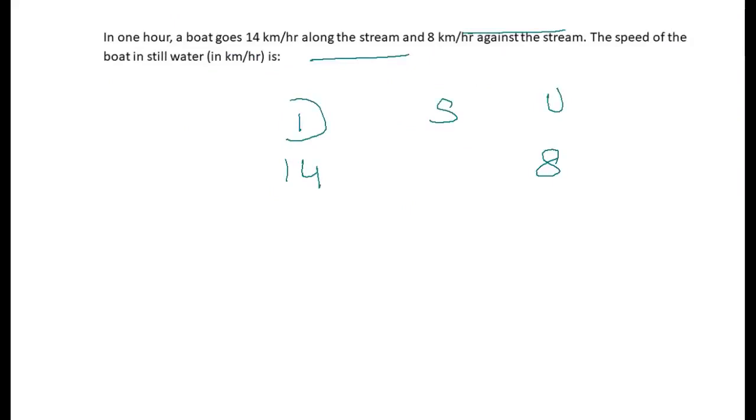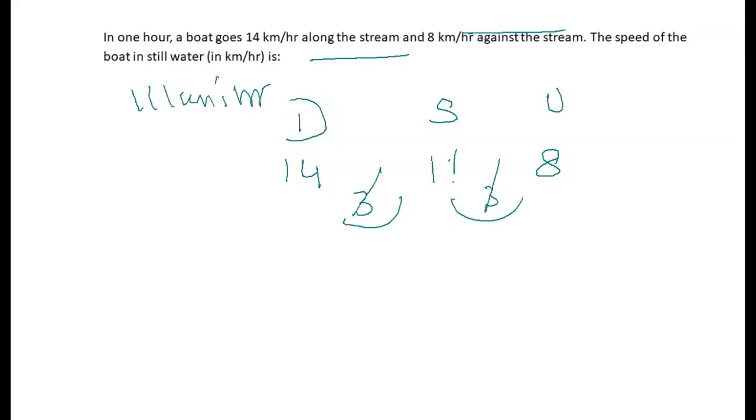How much ever is added to get the downstream, the same thing is going to be subtracted to get the upstream. So it is going to be what? The still water speed of the boat is always going to be the average. Whatever we add, the same amount gets subtracted. So your answer is going to be 11, because if 3 is getting added here, the same 3 will get subtracted here. So obviously the average is what you get as still water speed. Answer is going to be 11. Sure? 11 kilometers per hour.